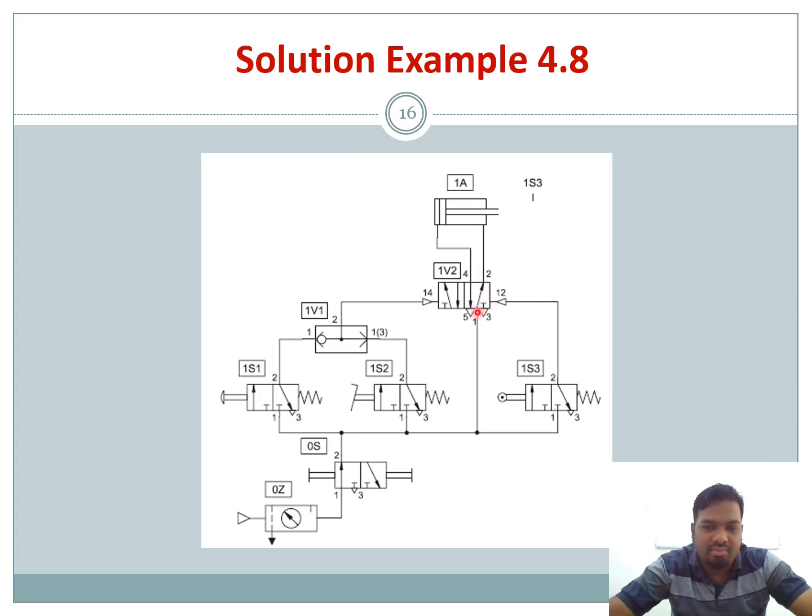Once valve 1V2 receives the input signal, it will switch state. This is a memory valve because it has two inputs, one from the OR gate and one from the roller. So if you receive an input in port 14, your 5/2 valve will switch position and your cylinder will extend. It will extend until it reaches 1S3. Once it reaches 1S3, the roller valve, you will have a signal here, meaning it's connected. The roller valve is pressed, so it will send a signal to port 12 for the cylinder to retract.